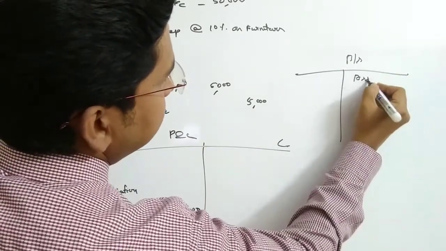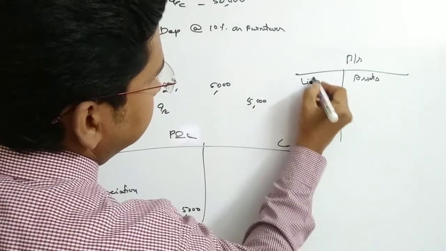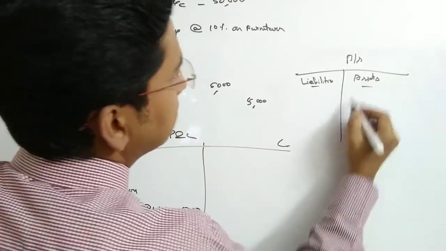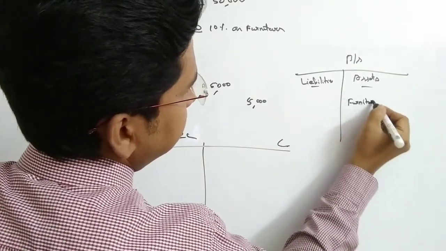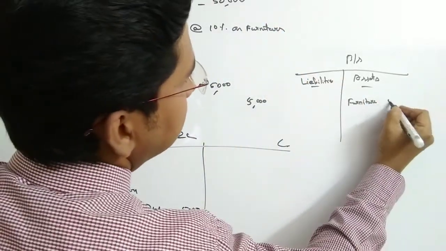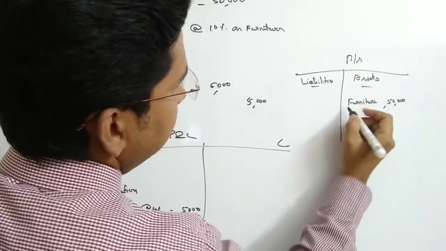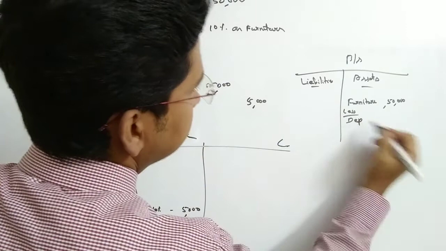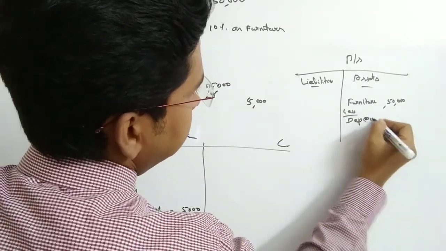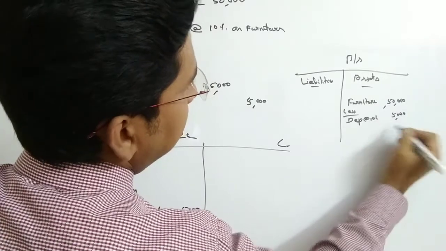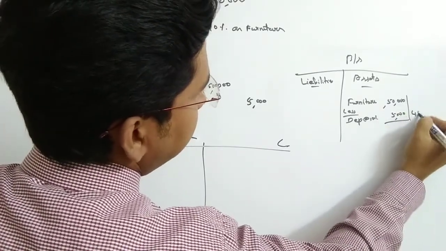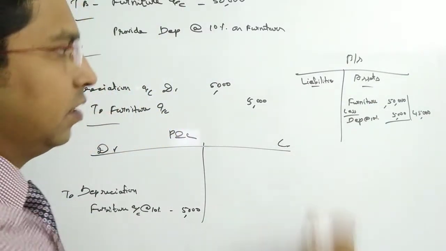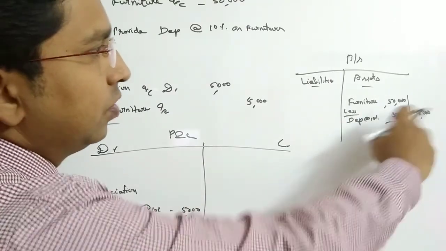This is the asset side, and this is the liability side. Under assets, furniture account. What is the opening balance? 50,000, its ledger balance. Out of that, we have to reduce the depreciation value, that is depreciation at 10%, 5,000. So its new value would be 45,000. This is the opening balance of the fixed asset for the next financial year.